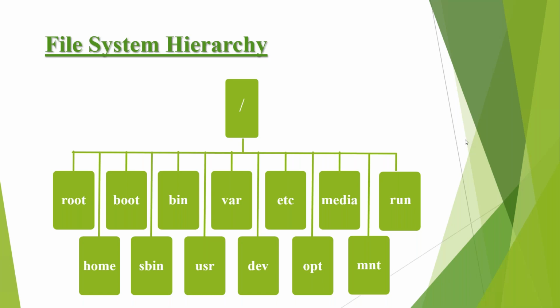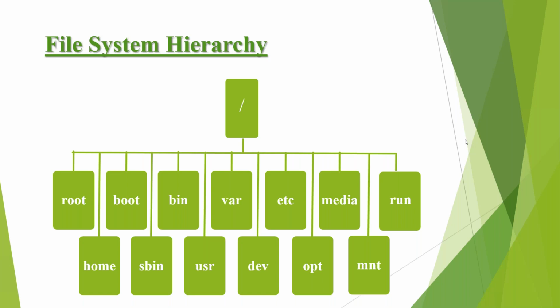I'm repeating again, / is the parent directory or top level directory in Linux. It contains subdirectories. It is similar to C drive in Windows. Directory means folder. Root is the home directory for the super user. When the super user is logged in and creating any files or directories, by default the data is going to be stored under root. Next one is home. Home is the home directory for normal users. As a normal user, when you are creating any files or directories, by default the data is going to be stored under home.